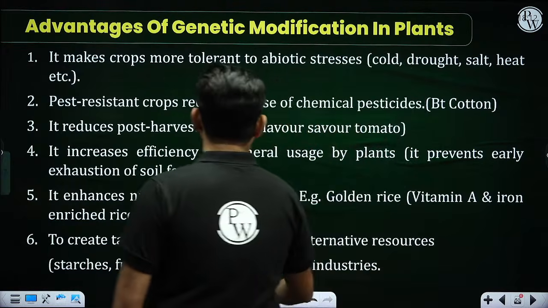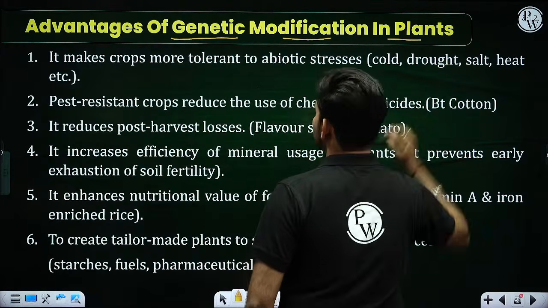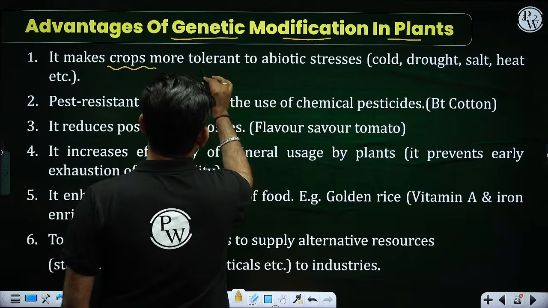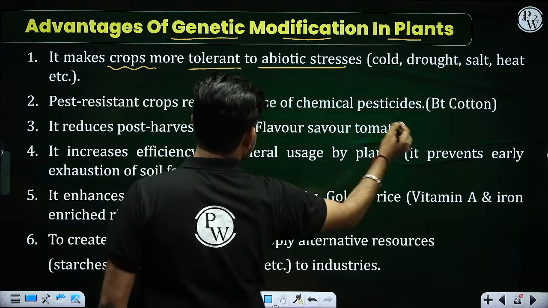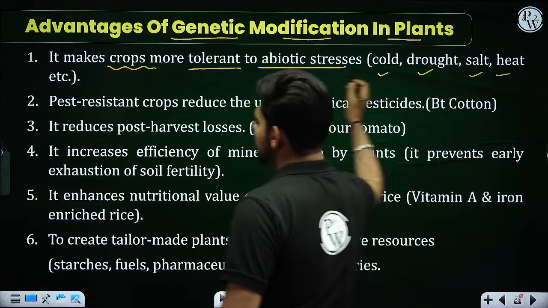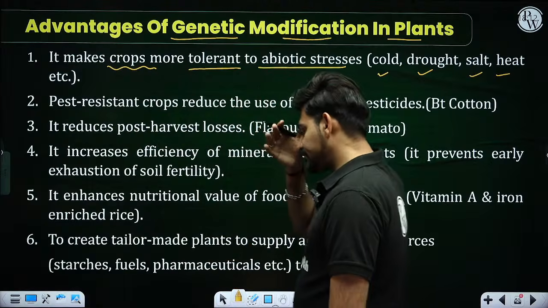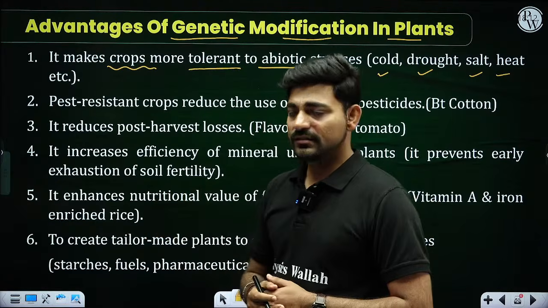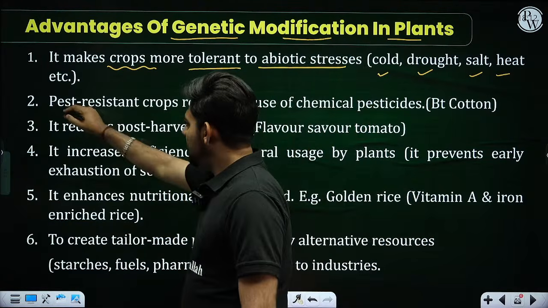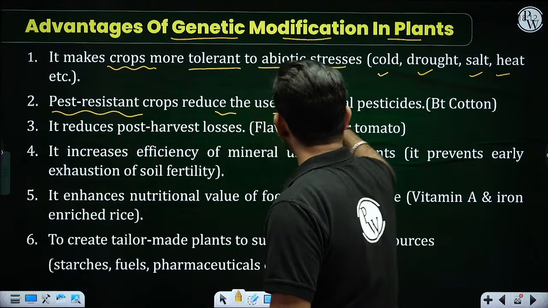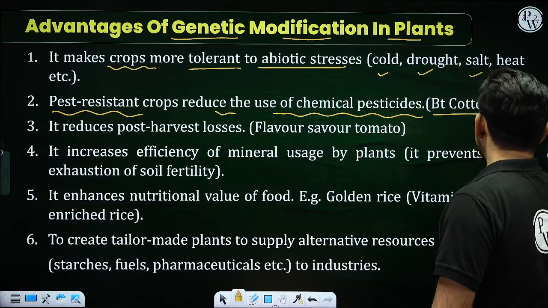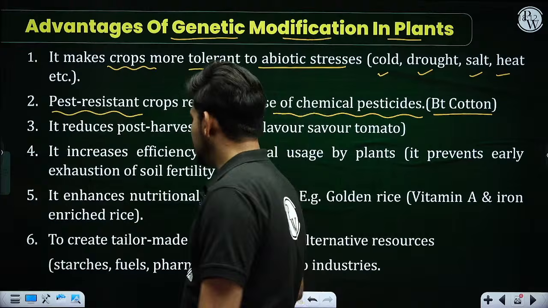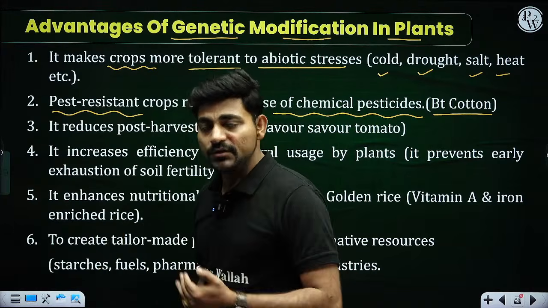Okay. So, what are the advantages of GM or genetically modified plants? It makes the crops more tolerant to abiotic stress like cold, drought, salt, heat or pH of soil. So, you will be getting a broad spectrum to culture different varieties of plants. Pest resistant crops reduce the use of chemical pesticide, for example BT cotton, and that is supporting sustainable agriculture, right, by reducing the pollutants in nature.